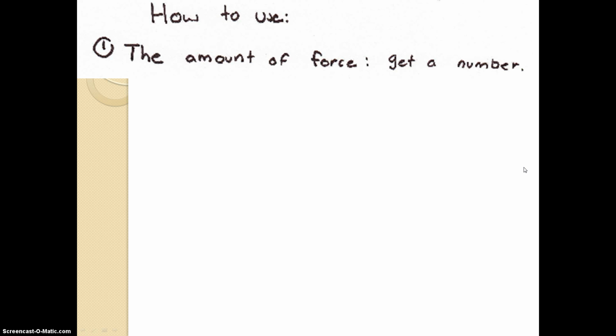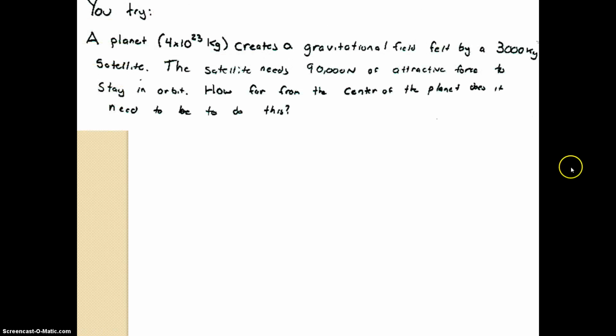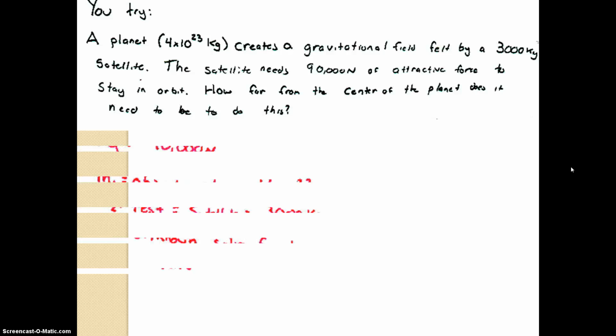So we're still in part one, the amount of force to get a number. I would like you to now pause in a little bit and try this example for me. A planet of 4 times 10 to the 23rd kilograms creates a gravitational field felt by a 3,000 kilogram satellite. The satellite needs 90,000 newtons of attractive force to stay in orbit. How far from the center of the planet does it need to be? I'd like you to first please pause the video and create your list of what the variables stand for. I'll wait. And I'm done waiting.